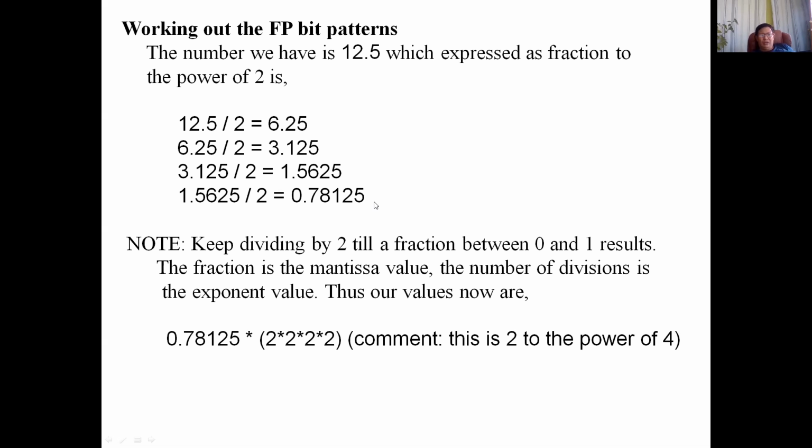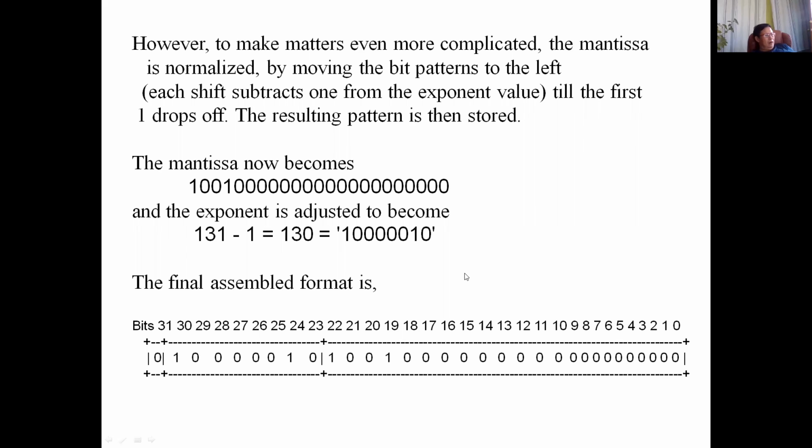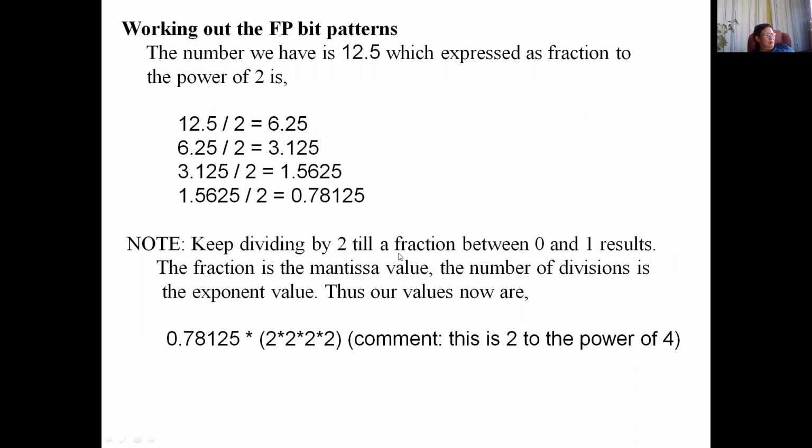Take note, it floats. The decimal places float depending on the exponent. So therefore, we say that 12.5 is represented as 0.78125 times 2 raised to the power of 4, because there are 4 divisions. The exponent is 4, the mantissa is 0.78125. Any questions so far? Okay, that's all.